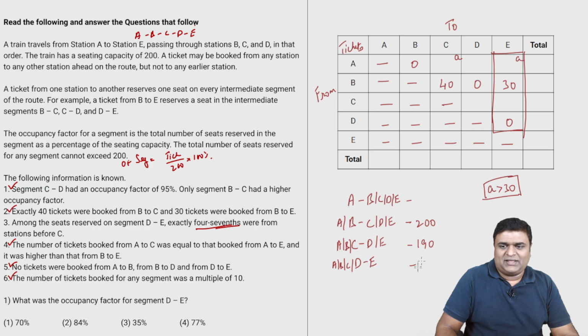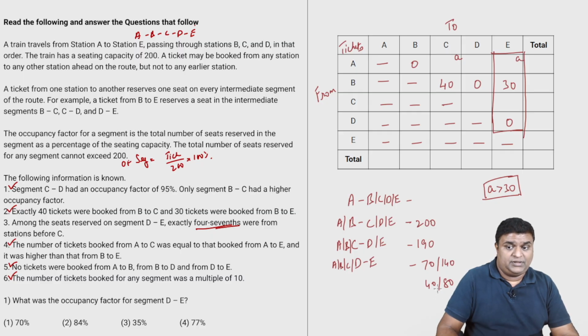Now, what are the 7 multiples which are also 10 multiples? So 70 multiples available. We have 70 or 140, right? Just 2 of them. What is 4 by 7 of this? 40. What is 4 by 7 of 140? That's going to be 80.